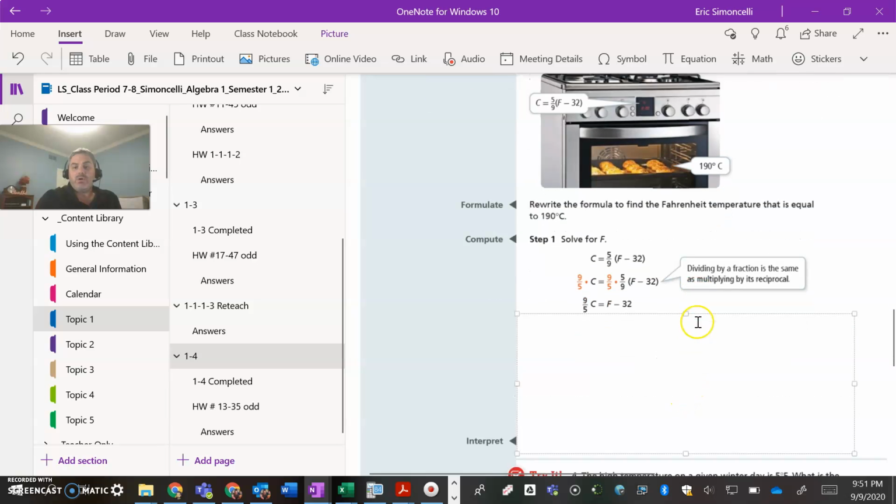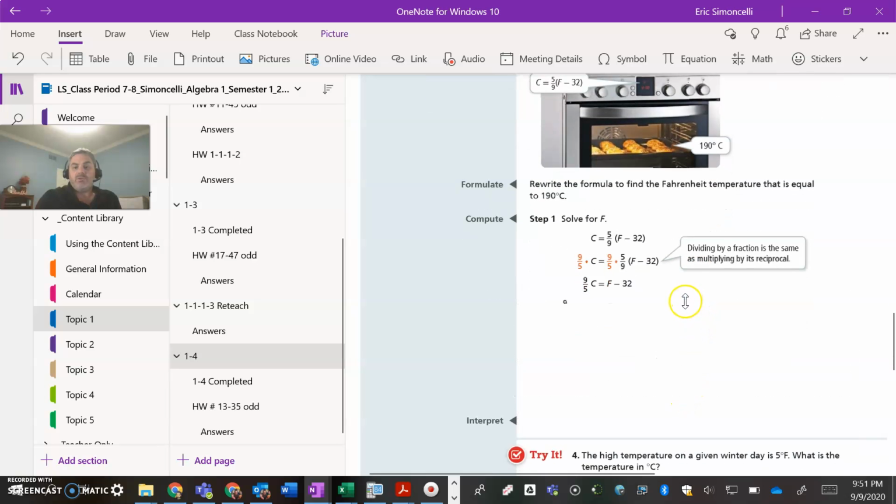I'll continue on, and if we see here now, to get F by itself, simply add 32 to both sides because you're already subtracting, right? F minus 32. Adding 32 will yield this literal equation such that F is equal to 9/5 C plus 32. Great. Step 2 is to use the formula for F to find the Fahrenheit temperature equivalent to 190 degrees Celsius.